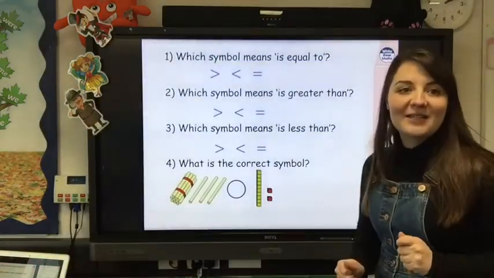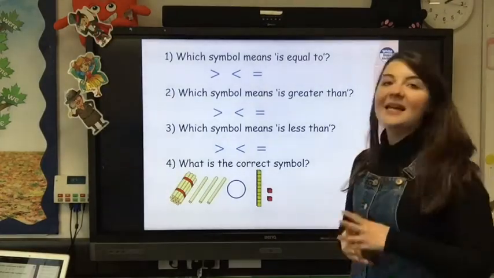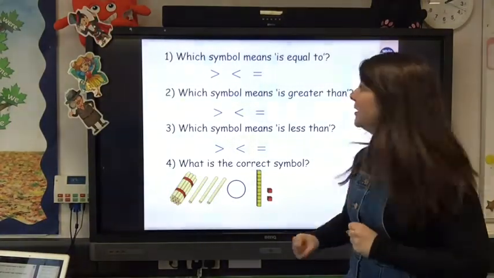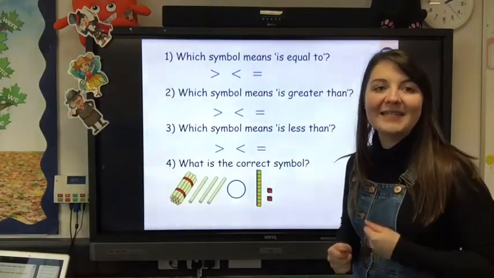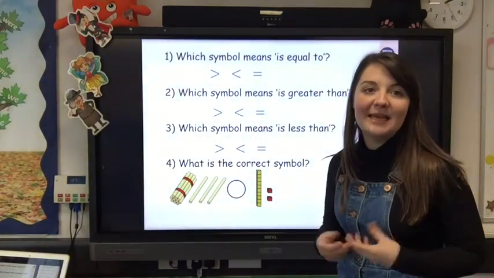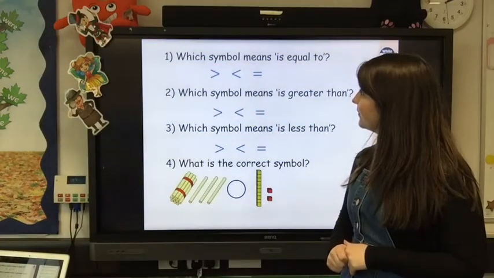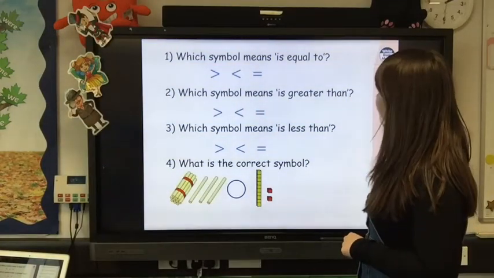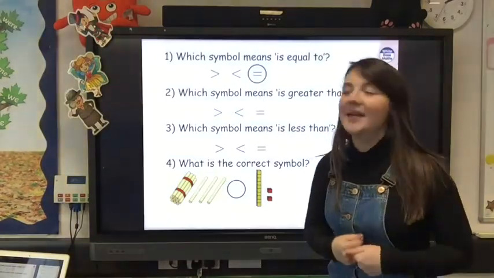So here is our starter today. Number one, which symbol means is equal to? So we have three symbols here. Which one means is equal to or the same as? It's this one here, our equal sign.